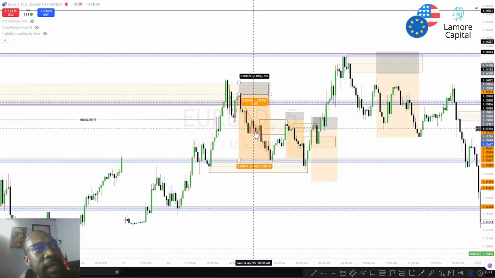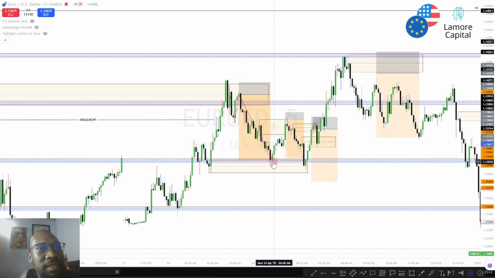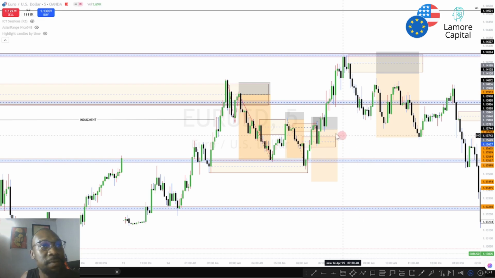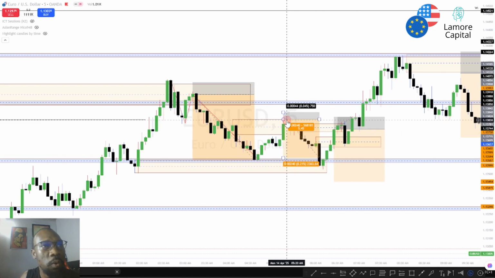Now for the third trade, can you see here? As we are displacing down, we also had another order block. We had another demand zone. So now, what happened in that demand zone? I knew that this particular demand zone is going to have a liquidity sweep. So what did I do?